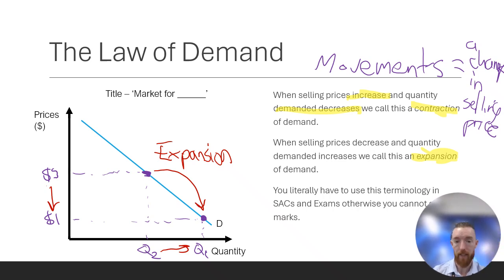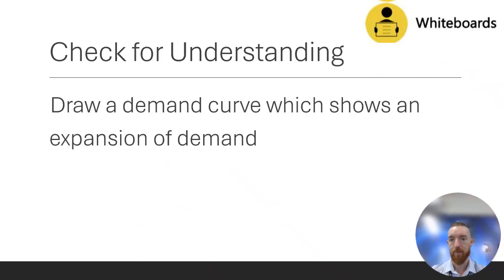When the price goes up, it causes a contraction. When the price goes down, it causes an expansion. So what I need you to do now is quickly on your whiteboards in the next minute, draw a demand curve which shows an expansion in demand.